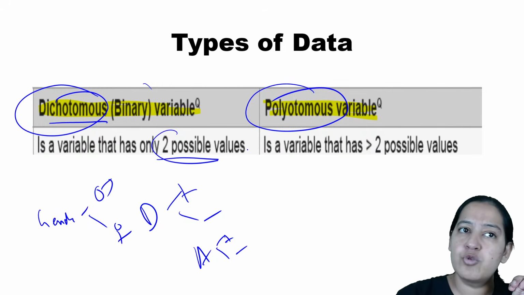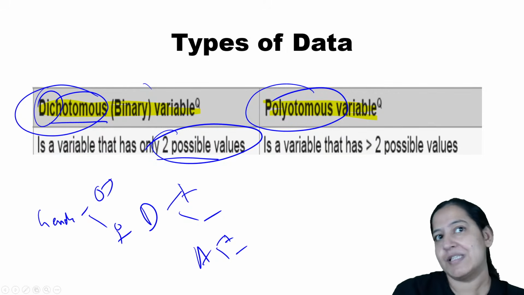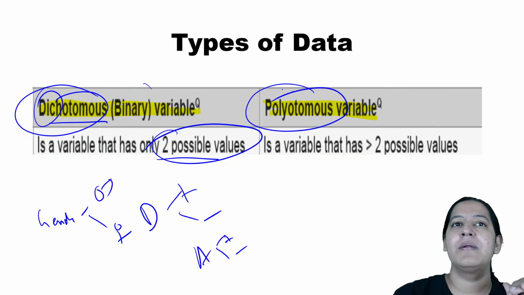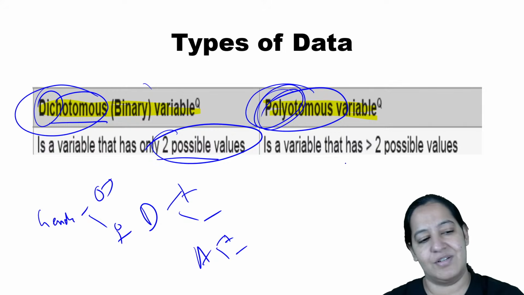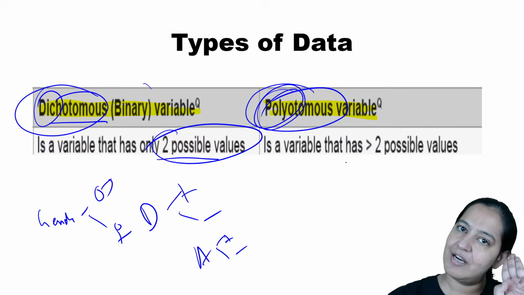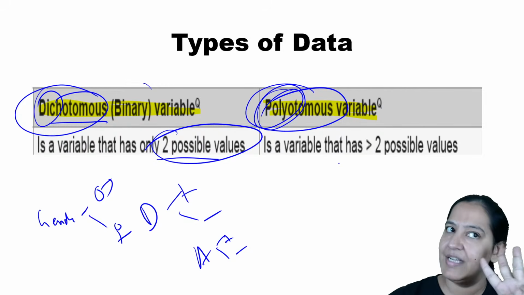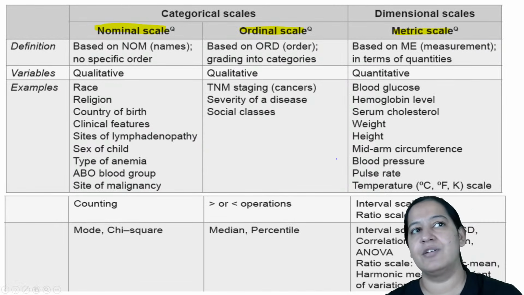If you have only two possible answers, it is known as dichotomous data. Di means two. And if you have multiple possibilities, it is known as polytomous data. So that was about data. There are three classifications: qualitative and quantitative, discrete and continuous, and dichotomous and polytomous. These are the three classifications.